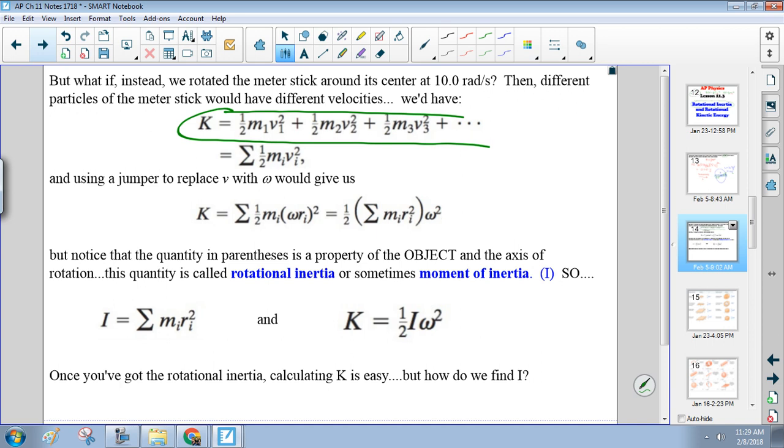So let's imagine that we could do that for a minute. We're going to take the sum of the kinetic energy of all of the individual particles. Because it's rotating, let's replace each of the linear velocities with angular velocities. All I've done between this step and this step is use our jumper equation. I know that velocity is omega times r, so I've just replaced that there.